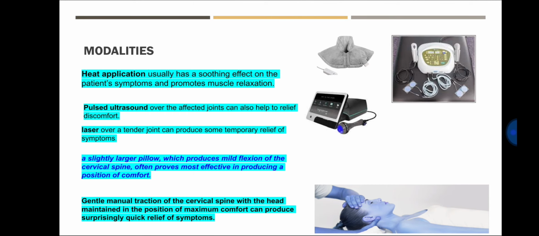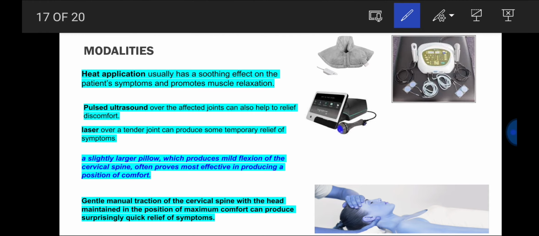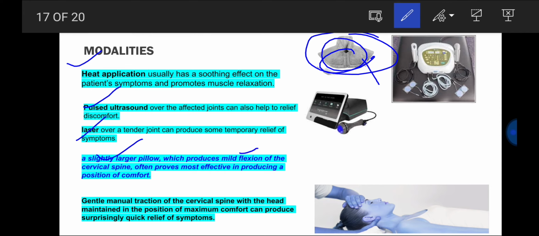Now our favorite part, physiotherapy. So first is the modality, heat application. The patient can buy these types of heating pillows, or you can give neck packs or ultrasound. This is very effective and can help to relieve discomfort. Laser is also used for some temporary relief. A slightly larger pillow is good for the patient, which produces mild flexion of the cervical spine, and often proves most effective, producing a position of comfort.